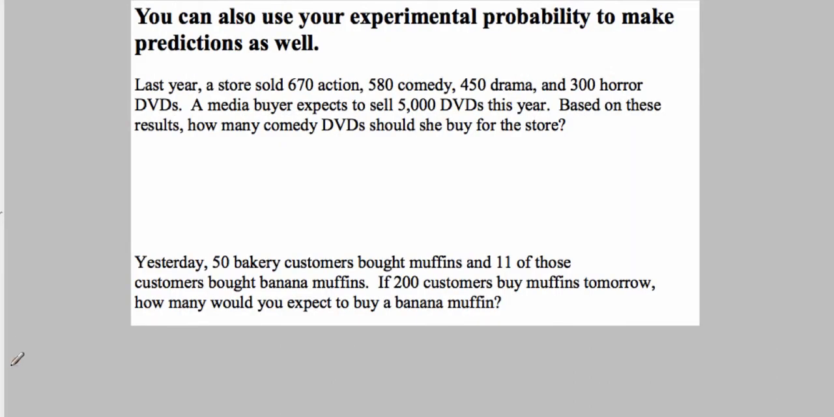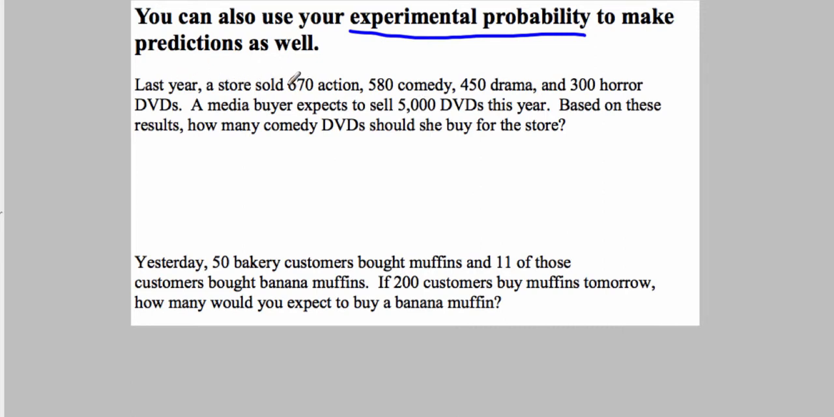So now let's go the other direction. Let's use our experimental probability. So we've done some trials or we have some data, we know some information, and we want to use that to make a prediction about what we would expect to happen in the future.